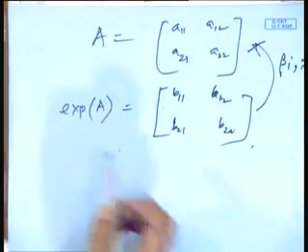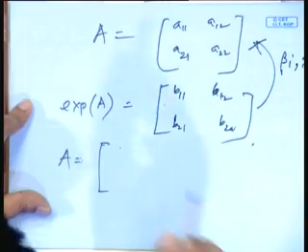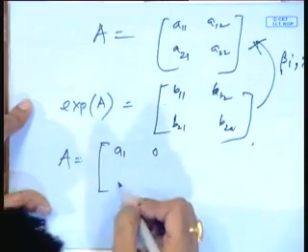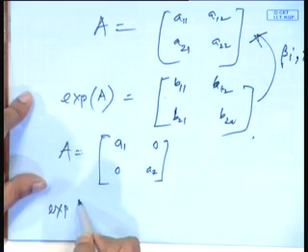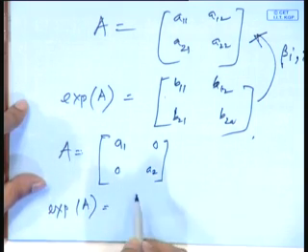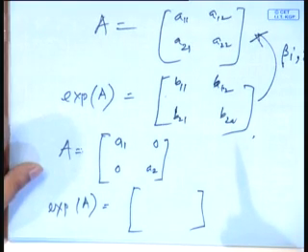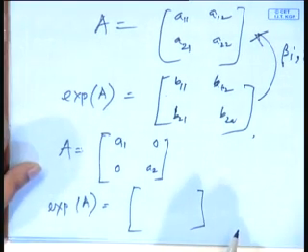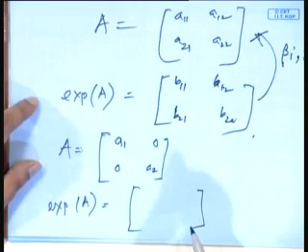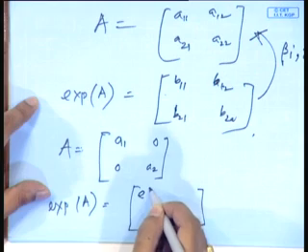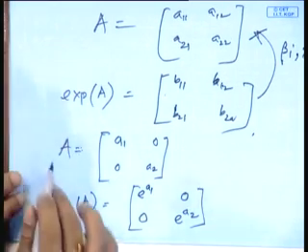Now a quick problem. Say a equals a simple matrix: a1, 0, 0, a2. What would be my exponential of a? It doesn't have to be 2 by 2, let's say 3 by 3, whatever. Any idea? No? It would be e to the a1, 0, 0, e to the a2. And this is valid for any value.